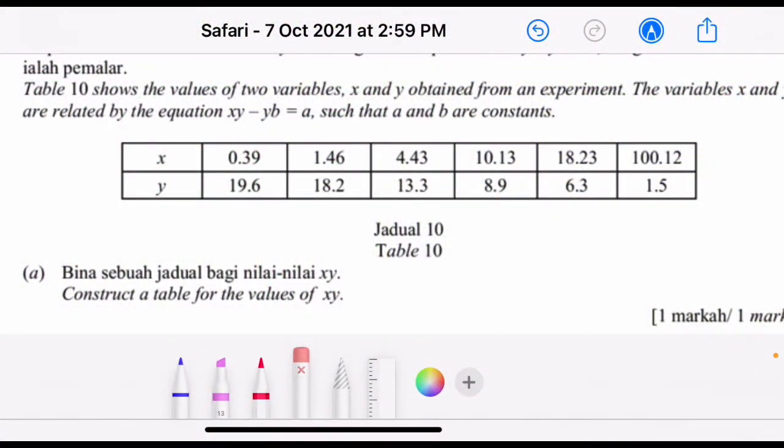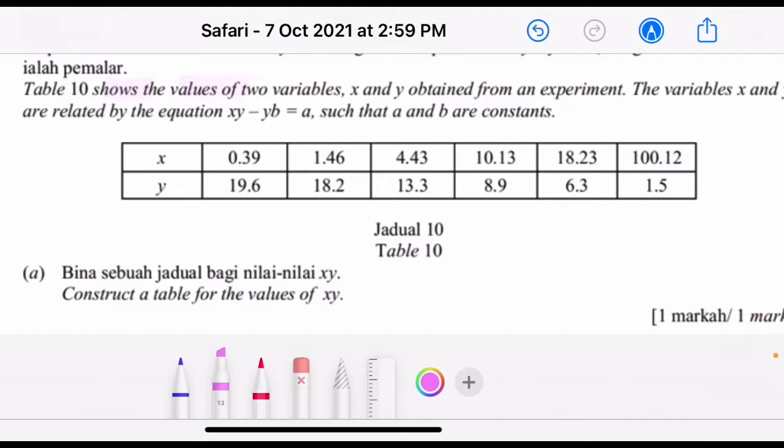Hello Form 5 students, today I'm going to teach you how to draw a line of best fit for linear law. Let's have a look at this question. This question is from the module T2V, Table 10. Let's see the question.